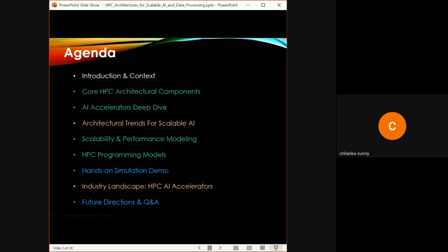So in the next 90 minutes, we will cover a high-level context and why HPC is so important for AI and large-scale data workloads. And then we'll see the key HPC architectures and how they're evolving, how accelerators like GPUs, TPUs, and custom silicon fit in. We'll also see the performance optimization techniques, including the programming model strategies. And finally, a hands-on demo of measuring performance on a simulated HPC setup.